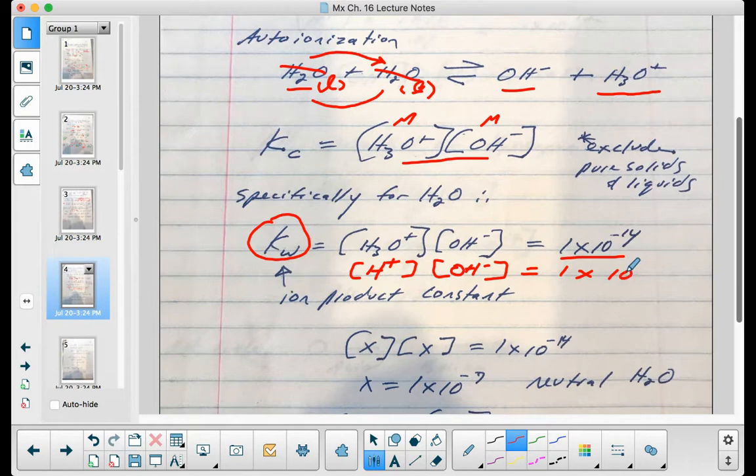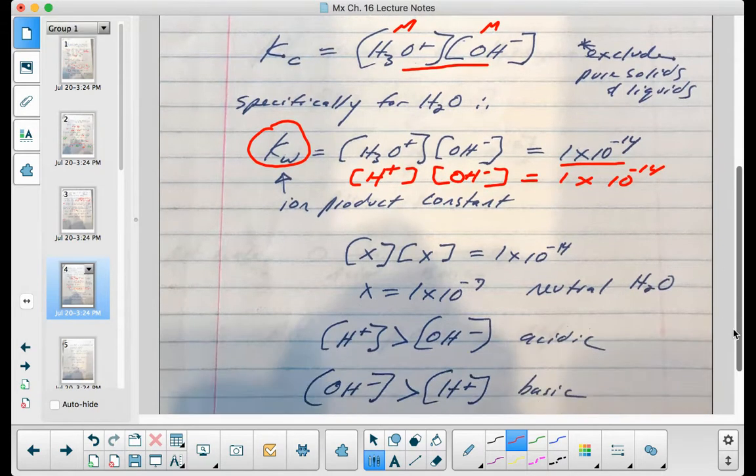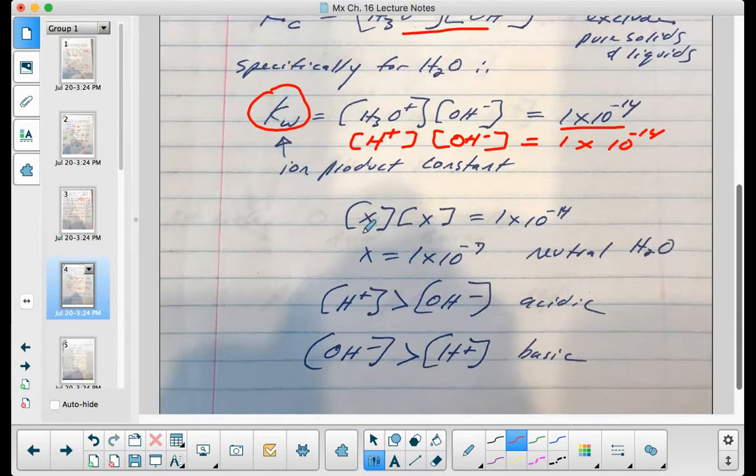So what we want to find out is, what is the concentration of each of those ions if this is always 1 times 10 to the negative 14? All you would do is a little bit of algebra, and you would come up with x squared is equal to 1 times 10 to the negative 14, and you would find that x is equal to 1 times 10 to the negative 7. So in water, the hydrogen ion and the hydroxide ion are always equal at 1 times 10 to the negative 7.